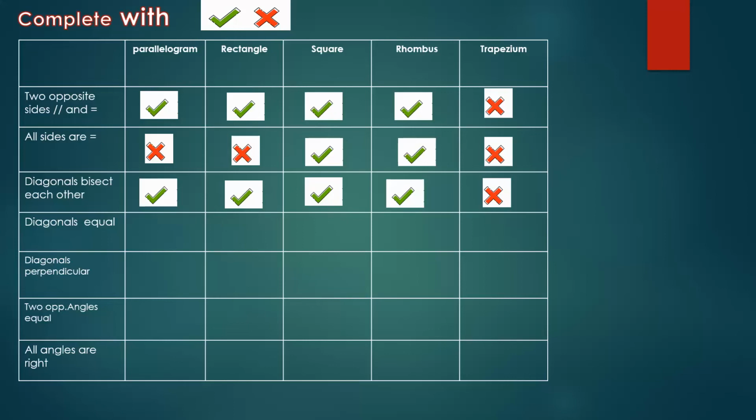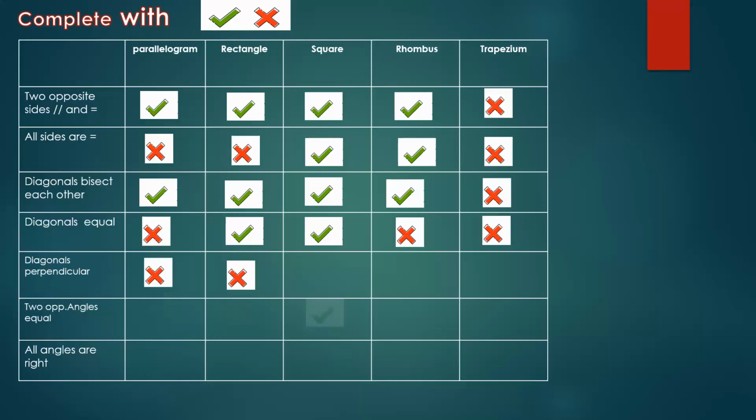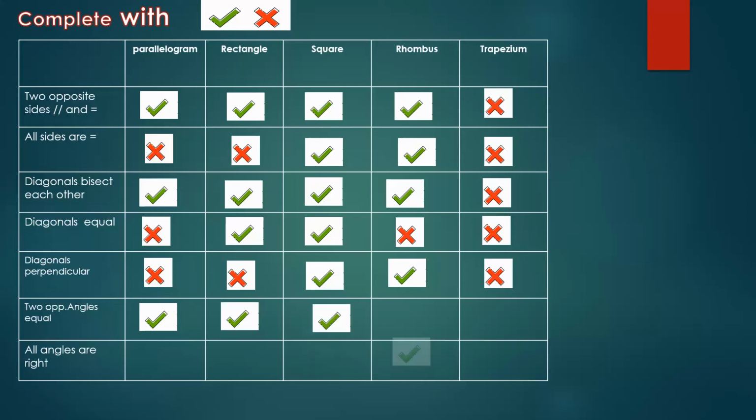Trapezium, of course not. Diagonals equal: we know that the diagonals are equal in the square and rectangle. The diagonals are perpendicular: we know that the diagonals are perpendicular in the rhombus and the square. Two opposite angles are equal in all of them, except the trapezium. All angles are right: rectangle and the square.